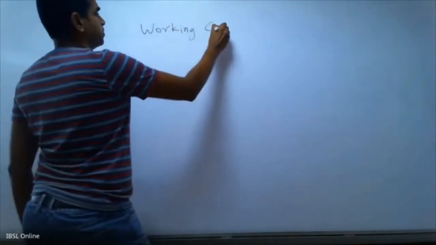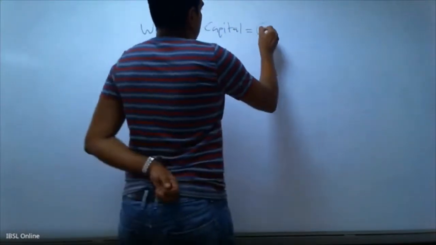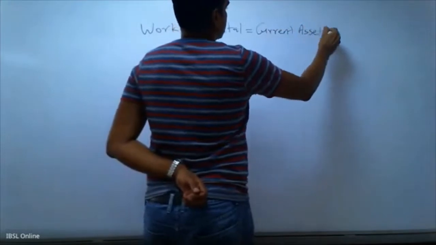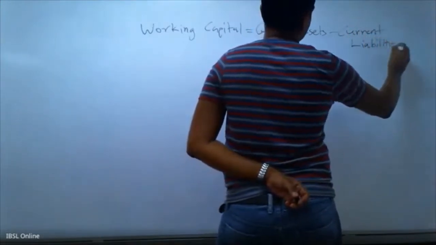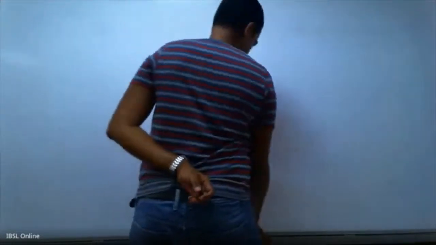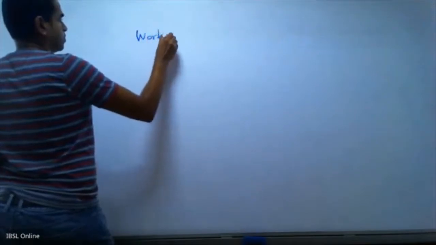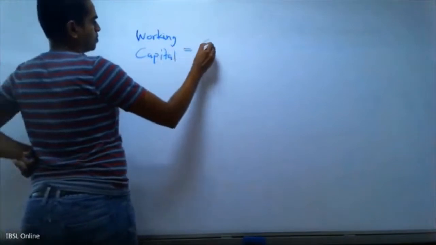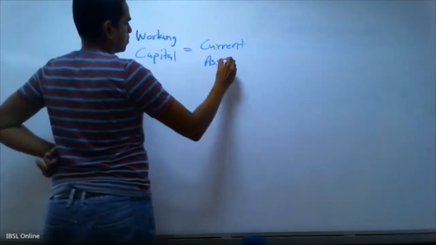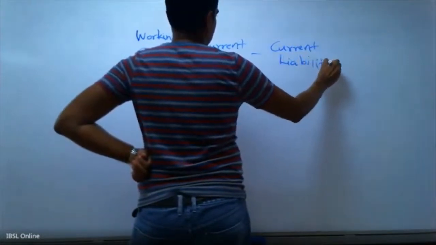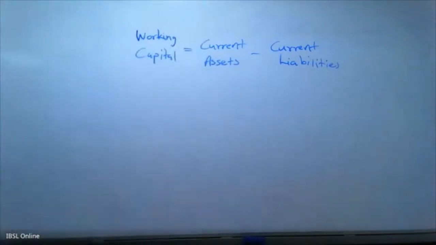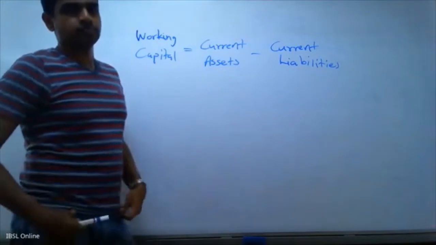The working capital is equal to current assets minus current liabilities. Right? Current assets minus current liabilities. Now, what do you mean by current assets? What comes under current assets?